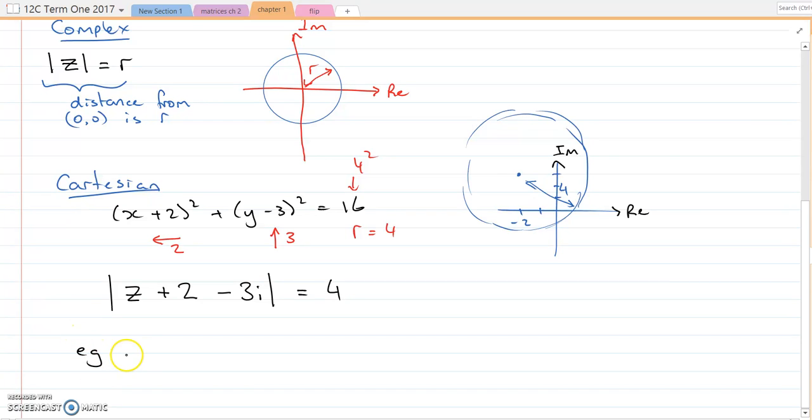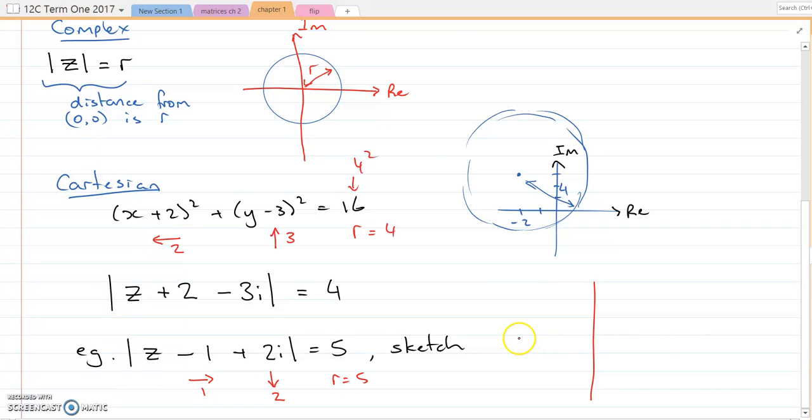So, for example, if we had something like the magnitude of z minus 1 plus 2i equals 5, if we want to sketch that, this is going to be right 1, down 2, radius 5. So to the right 1, so we're over 1, down 2. So here's our center, 1 minus 2i, and a radius of 5.